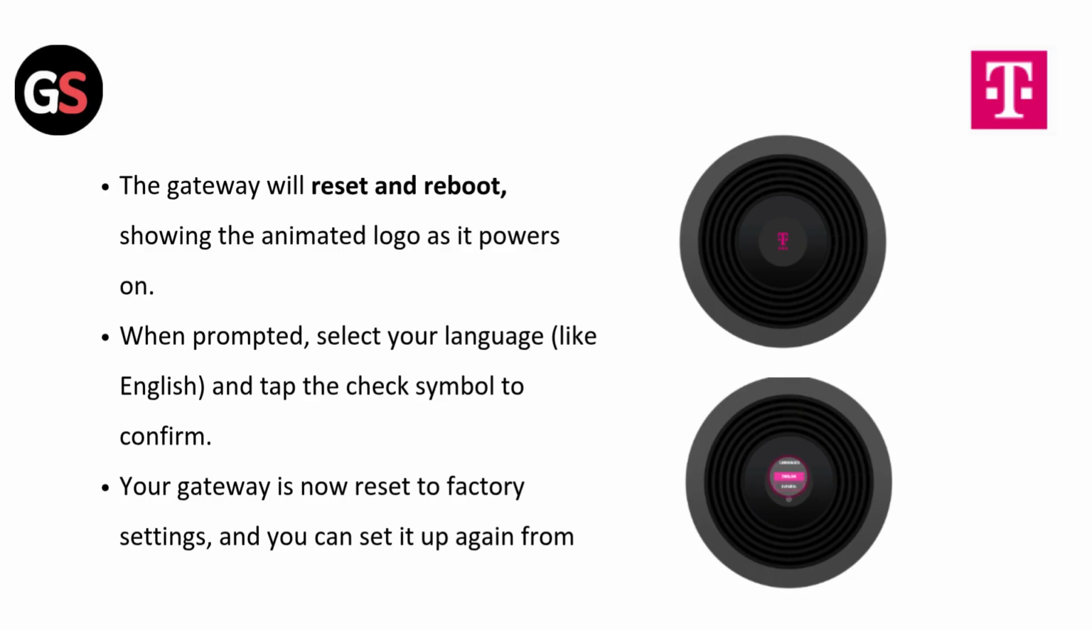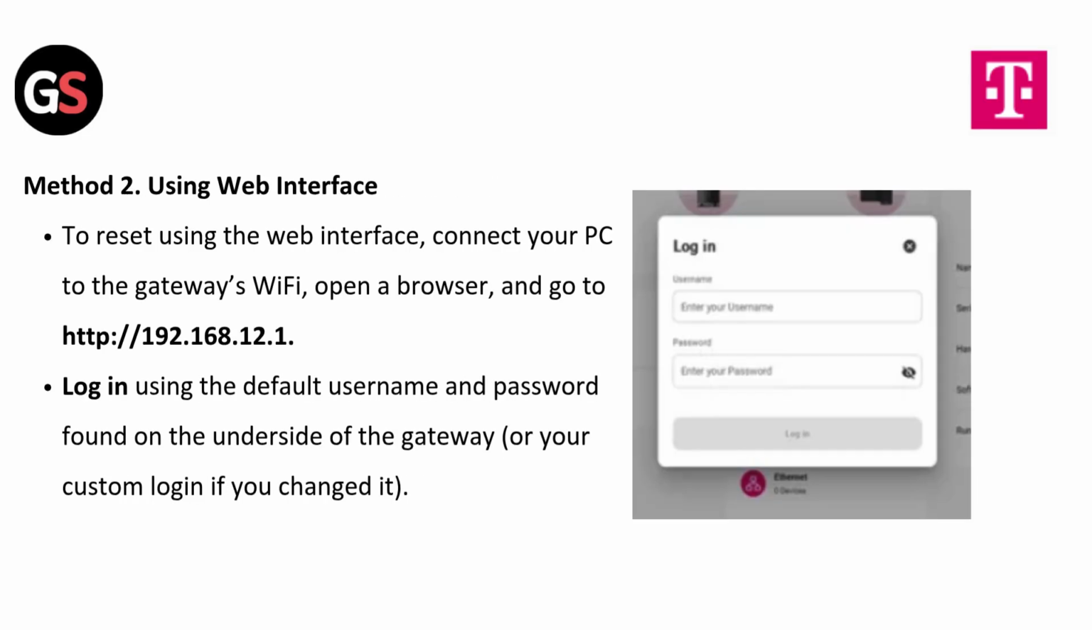When prompted, select your language, like English, and tap the check symbol to confirm. Your gateway is now reset to factory settings and you can set it up again from scratch. Method 2: Using the web interface.